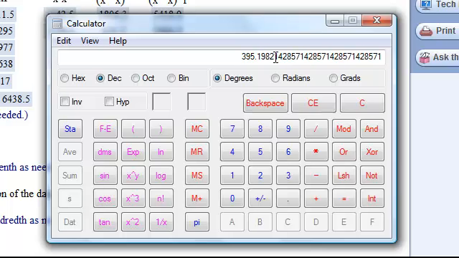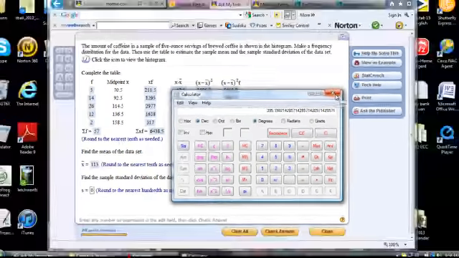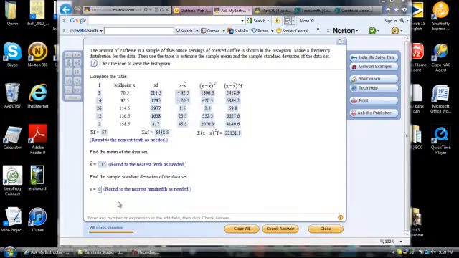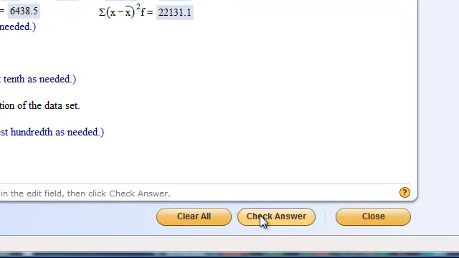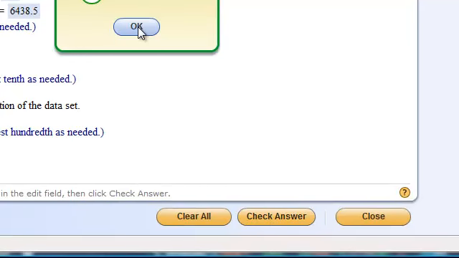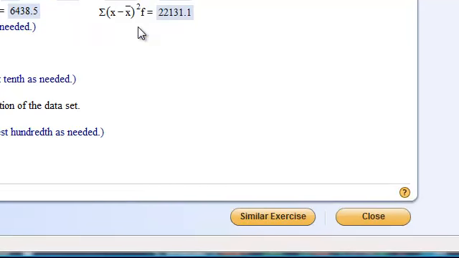So the square root of 395.19821 using my calculator is 19.879. And it says to round to the nearest hundredth, so 19.879 is going to round to 19.88. And there we have it. The problem is complete.